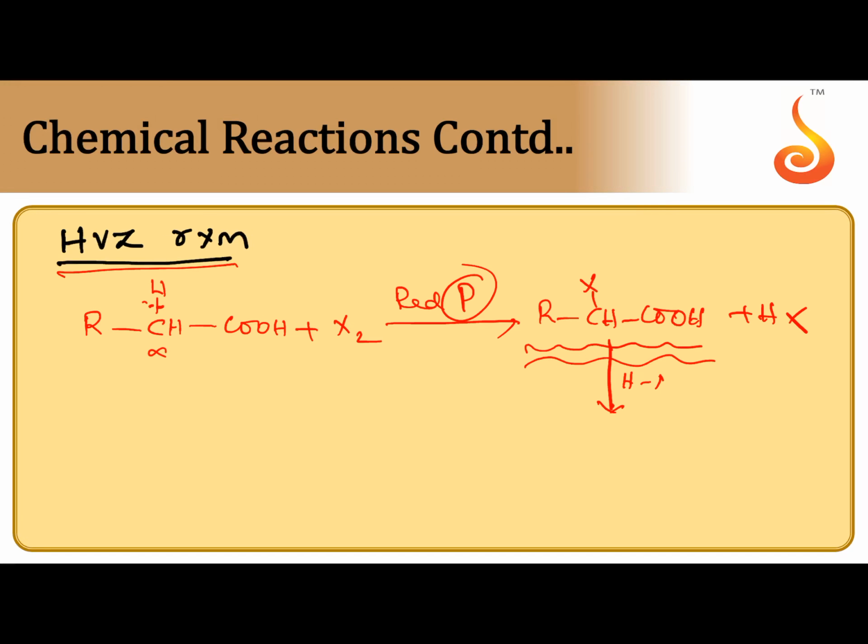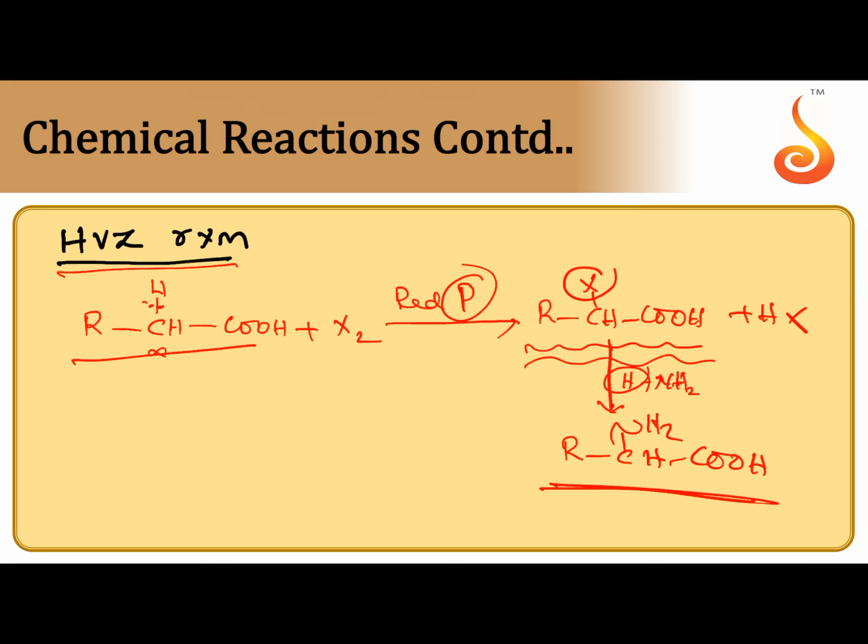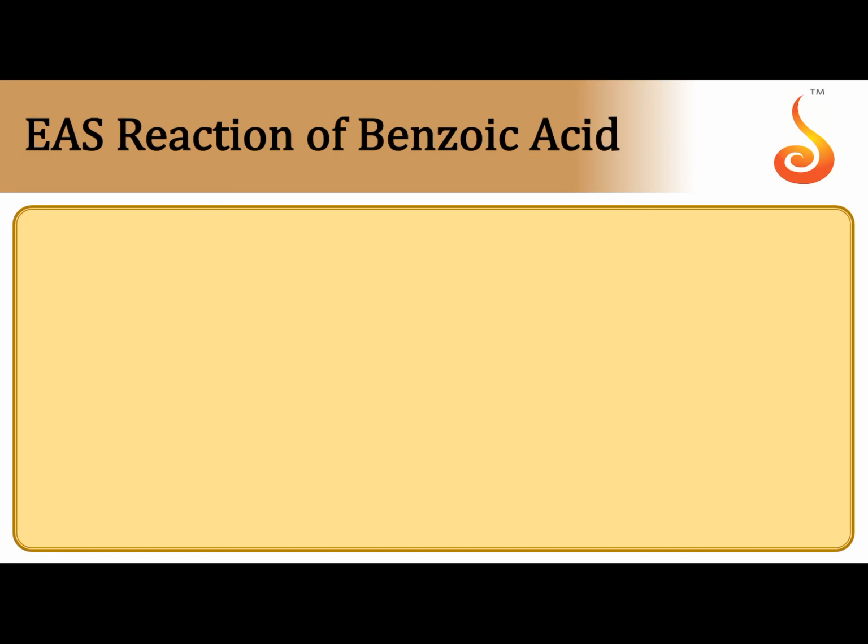Suppose it is reacted with ammonia: H and X both are removed, and indirectly X is replaced with NH2. An alpha amino acid is obtained. Alpha amino acids are very important constituents for the preparation of proteins. So we can even prepare alpha amino acids by the HVZ reaction.